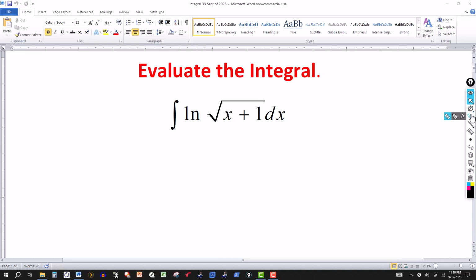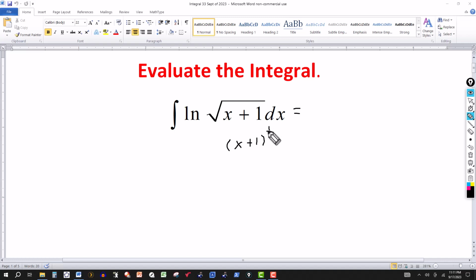And what I'll do first, I'll rewrite it this way. So this is the integral. Now keep in mind that when you have the square root of x plus 1, that's the same thing as x plus 1 taken to the 1/2 power. So I can rewrite this here in the integrand as x plus 1 to the 1/2 power.